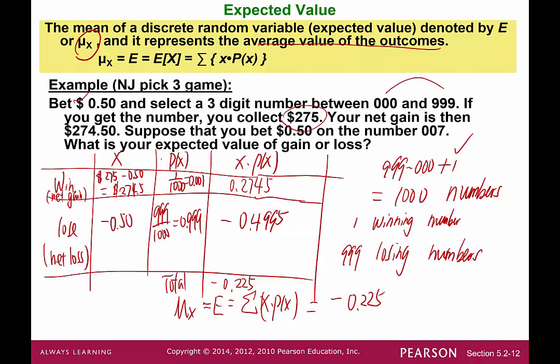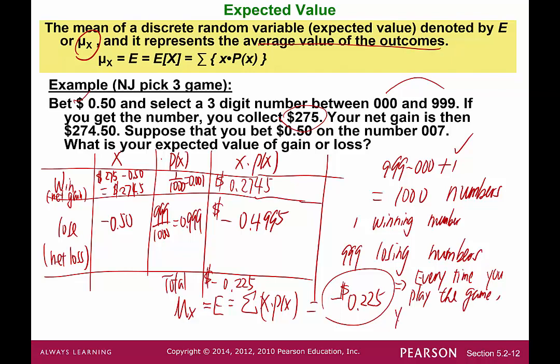Okay. So what this expected value means is every time you play the game, you expect to lose 22.5 cents. This is a dollar amount. You expect to play the game, you expect to lose 0.225. Okay, that's the meaning of this expected value. It gives you the average value of the outcomes.